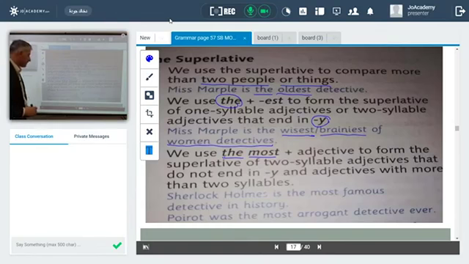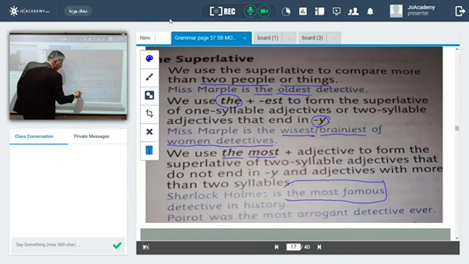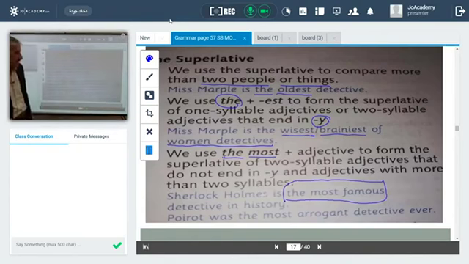Let's see the example. Sherlock Holmes is the most famous. Here we have the adjective famous, and we added the most. So Sherlock Holmes is the most famous detective in history. So he talks about all detectives in history, and he says that Sherlock Holmes is the most famous. He compared Sherlock Holmes with all the detectives in history, and he said he is the most famous detective in history. So here it's comparing Sherlock Holmes and the rest of the detectives in the world.